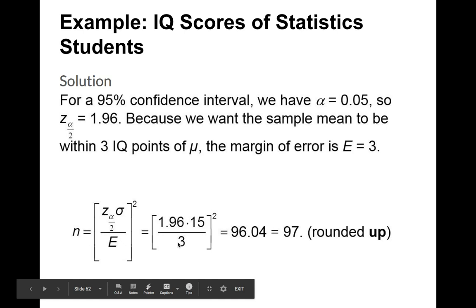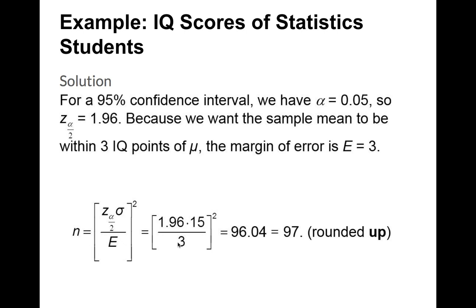This is one of the most common mistakes I see in these problems: people converting the margin of error for means to 0.03 when it should just be 3. So make sure you understand whether the margin of error is a percent, as it is with proportions, or a value, as it is with means.